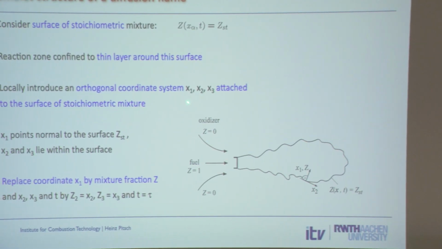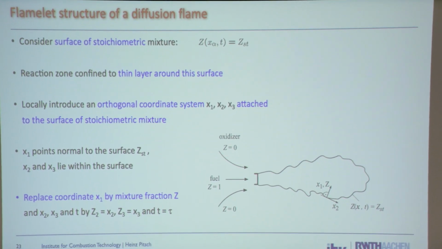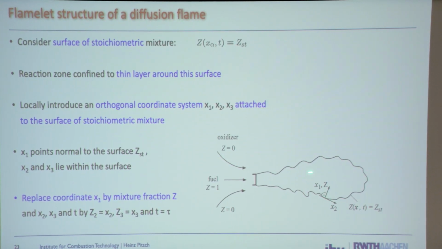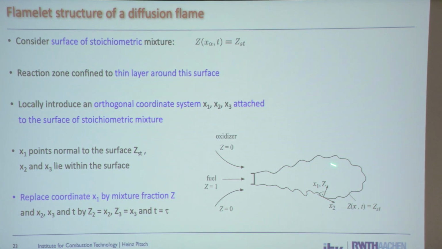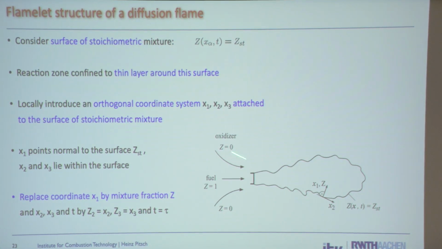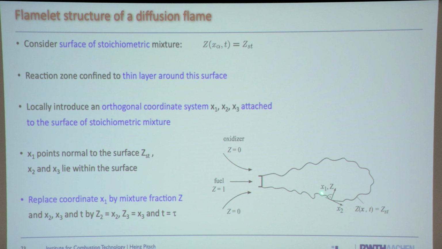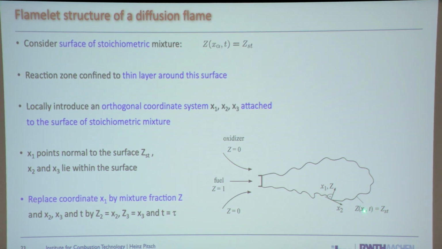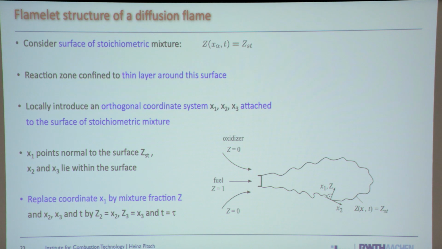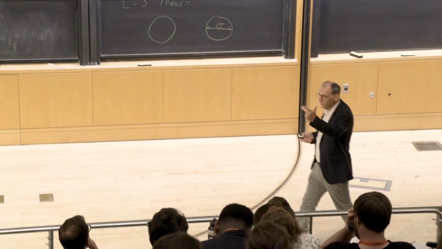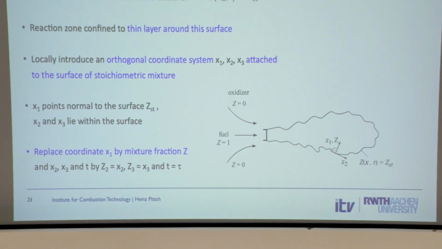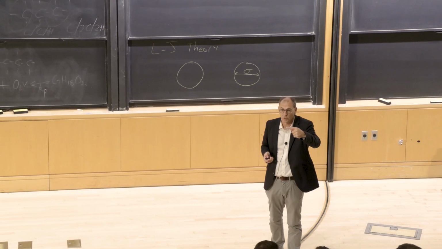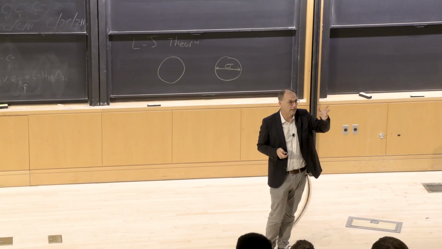And so in order to analyze this, we introduce a new coordinate system. So x, y, z, that's just a lab scale system, but now we introduce a new coordinate system, x1, x2, x3, that is attached here somehow to the surface. So take the local flame surface or the local surface of stoichiometric mixture and then put an orthogonal coordinate system there. x1 then goes in the direction normal to the stoichiometric surface, and x2 and x3, they're in the surface of stoichiometric mixture.